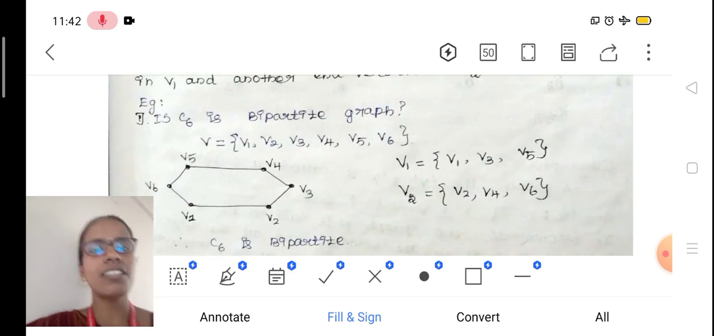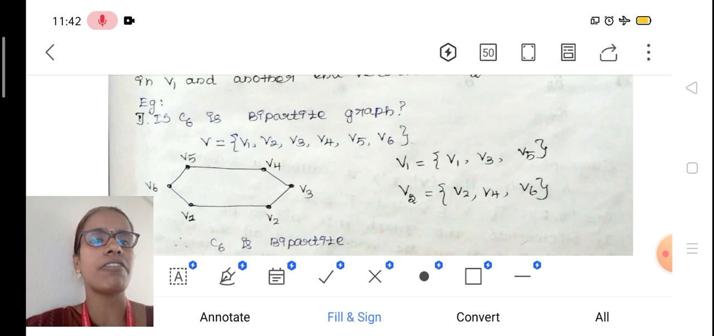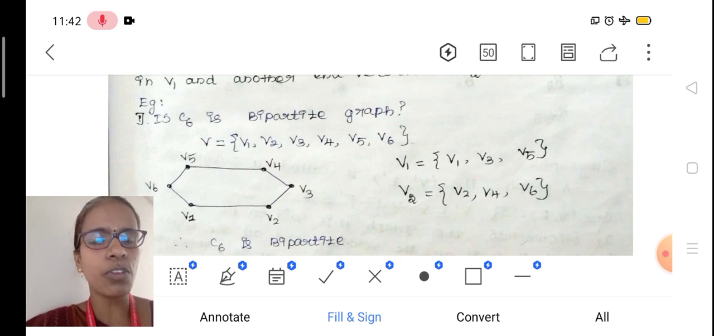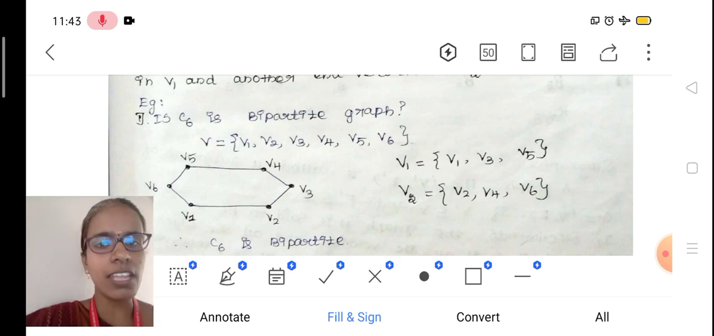Okay, we'll check it here. C6 is a bipartite graph. So in total we will have vertices V1 to V6, 6 vertices. Now we are going to find the partitions. Taking the edge V1 V2, you can have V1 in one set and V2 in the other set. And for V2 V3, V2 is in one set and V3 is in the other. Okay, that way we can take. If we are considering one edge, one vertex goes in one set and the other vertex in the other set. That way we need to form the partition.